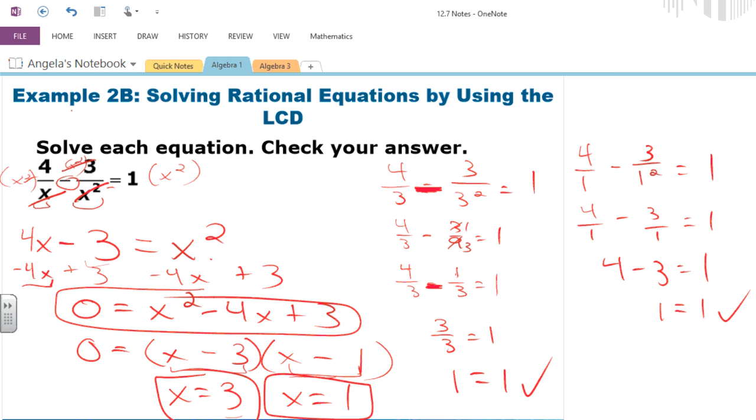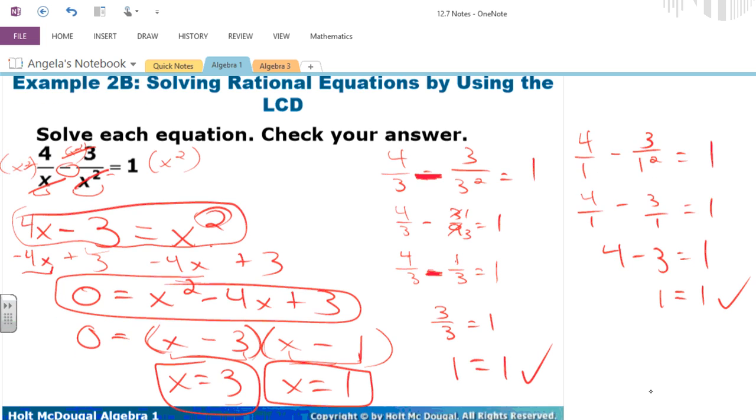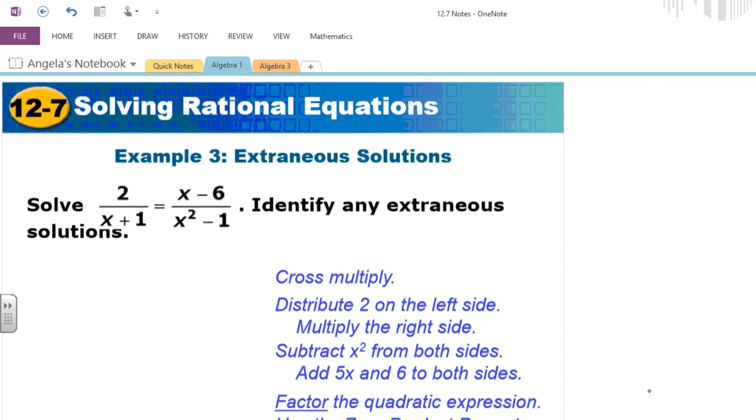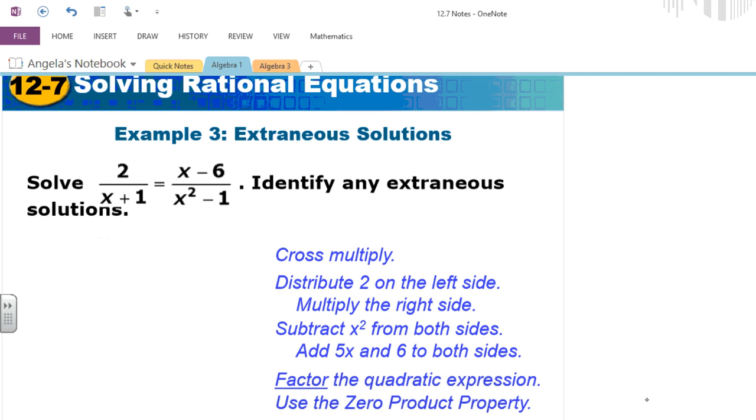So let's review. I found the least common denominator. I multiplied every part by that least common denominator so I could cancel my denominators out, and I'm left with a simple expression. A reminder, when you see a squared term, you're probably going to want to make a trinomial that you can factor by your guess and check and get two solutions. And then you need to check those two solutions to make sure neither one is extraneous, or maybe one of them is.